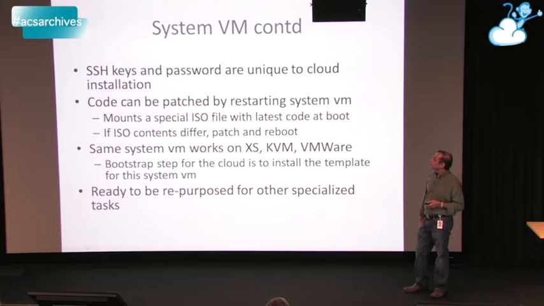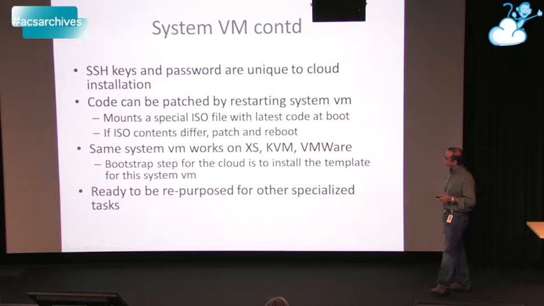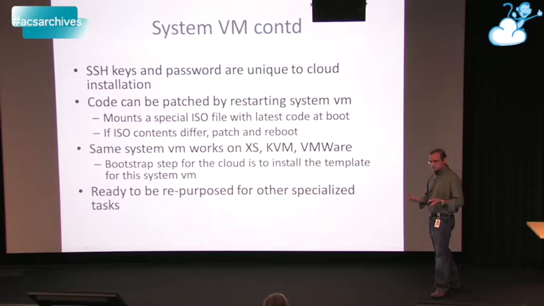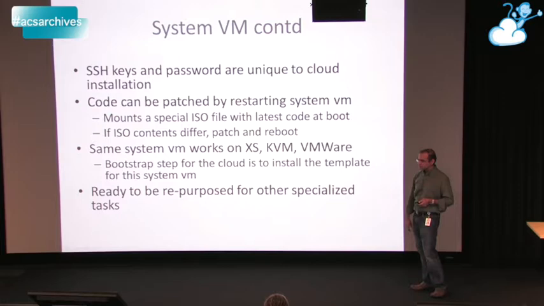Some more details about the system VM. Because we use SSH to SSH into the system VM, when you install the CloudStack management server, we generate new keys, and we can randomize the system VM password as well. And if we have any patches, because there are scripts and processes inside the system VM which can change, or there are bugs in them, you can patch them by just restarting them. They mount a special ISO and check if the ISO has changed. If so, it patches and then reboots.